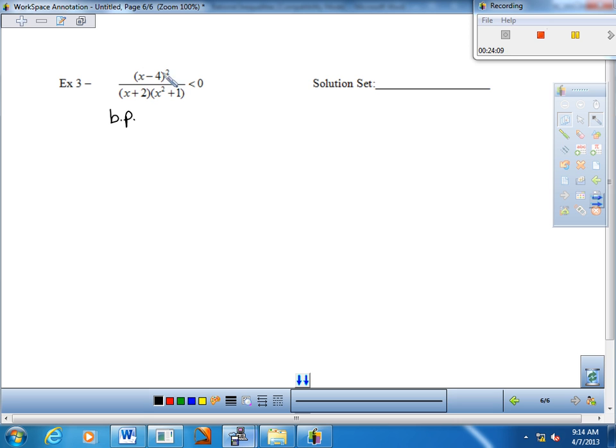From the top, I've got 4. From the bottom, I'm getting -2. Also from the bottom, is this going to produce a real number boundary point? Think about that real number line there. When I do x squared plus 1 equals 0, is that going to give me a real number that's going to affect positive versus negative? Nope. So guys, I'm only seeing these two, +4 and -2.